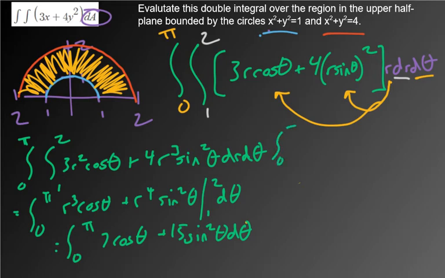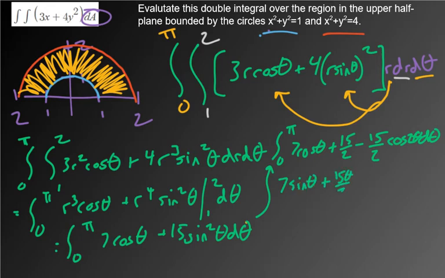Basically, you have the 7 cos theta, and then you would have a 15 over 2 from that trig identity, the half angle, and then a 15 over 2 cosine 2 theta, d theta. And then now I would integrate. And if you go and integrate all that, you're going to get 7 sine theta plus 15 theta over 2.